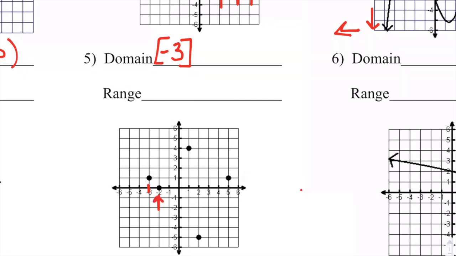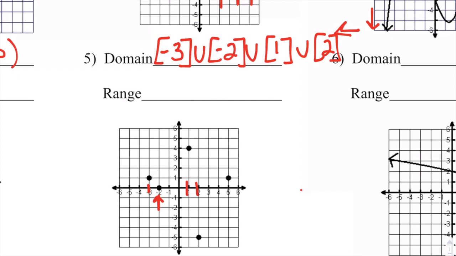There's no values between -3 and -2, so that's why we're going to break from -3 and do a union with -2. We're going to continue to do this. The next one's at 1, so we do a union with 1. Next is at 2 here, so then we do a union with 2. And then the last one's out at 5, so then we do a union with 5.